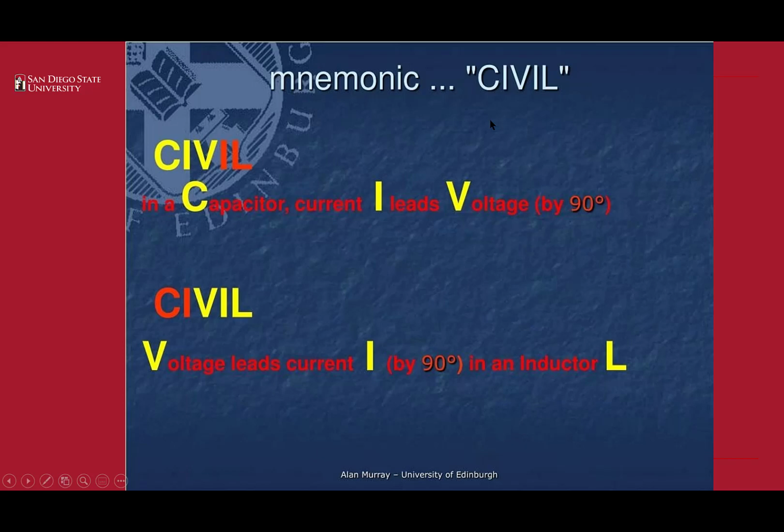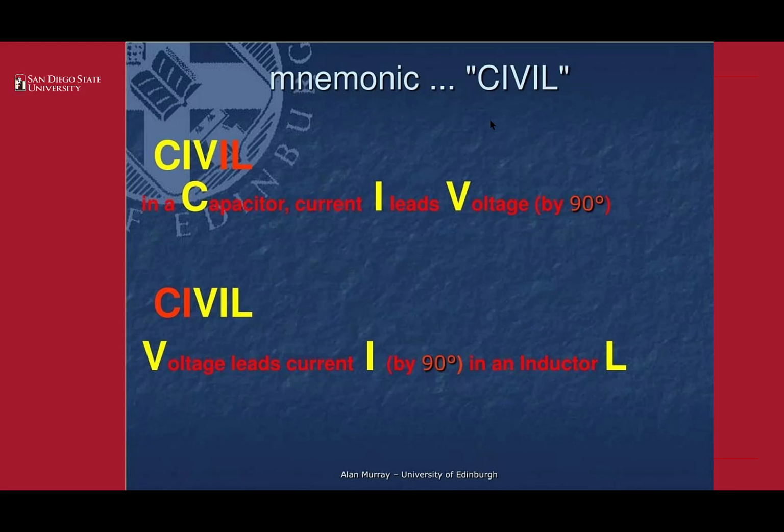And this is where the mnemonic CIVIL makes sense. Let's look at the first three letters of CIVIL, which are CIV. We can say that in a capacitor, current I leads voltage V. So in a capacitor, current leads voltage by 90 degrees. It's called CIV. For a capacitor, current leads voltage. First current comes, then voltage appears. And the difference is 90 degrees, plus 90 degrees.